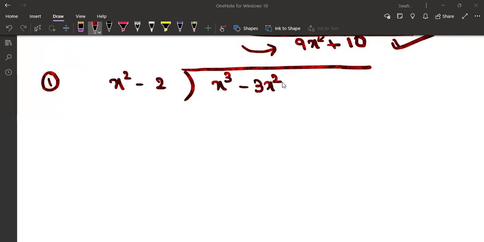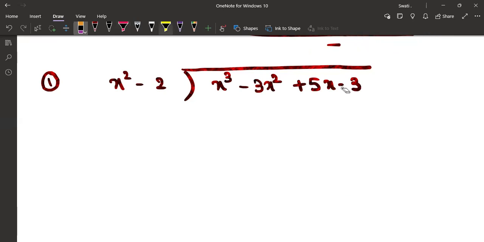Now here, Manya, we have to do the same thing. Can you tell me what is the first thing that we have to do? In the first term you can see here x squared and inside x cube, right? So what will you do? You will think, x squared should be multiplied by which expression or which term so that we get x cube? And why are we doing this? So that x cube can cancel, right?